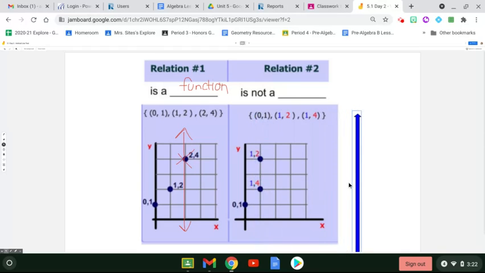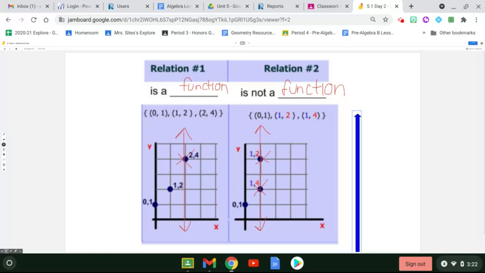I'm going to get my larger line out of the way. But if I draw a vertical line right through 1, 2 and 1, 4, you can see that I've hit that location in two places. Because I've hit that location with my vertical line in two places, the input of 1 has two different outputs. It has a 2 and a 4. So this is not a function. It's like when you're at the vending machine, hitting the machine and getting two packages of peanut M&Ms.